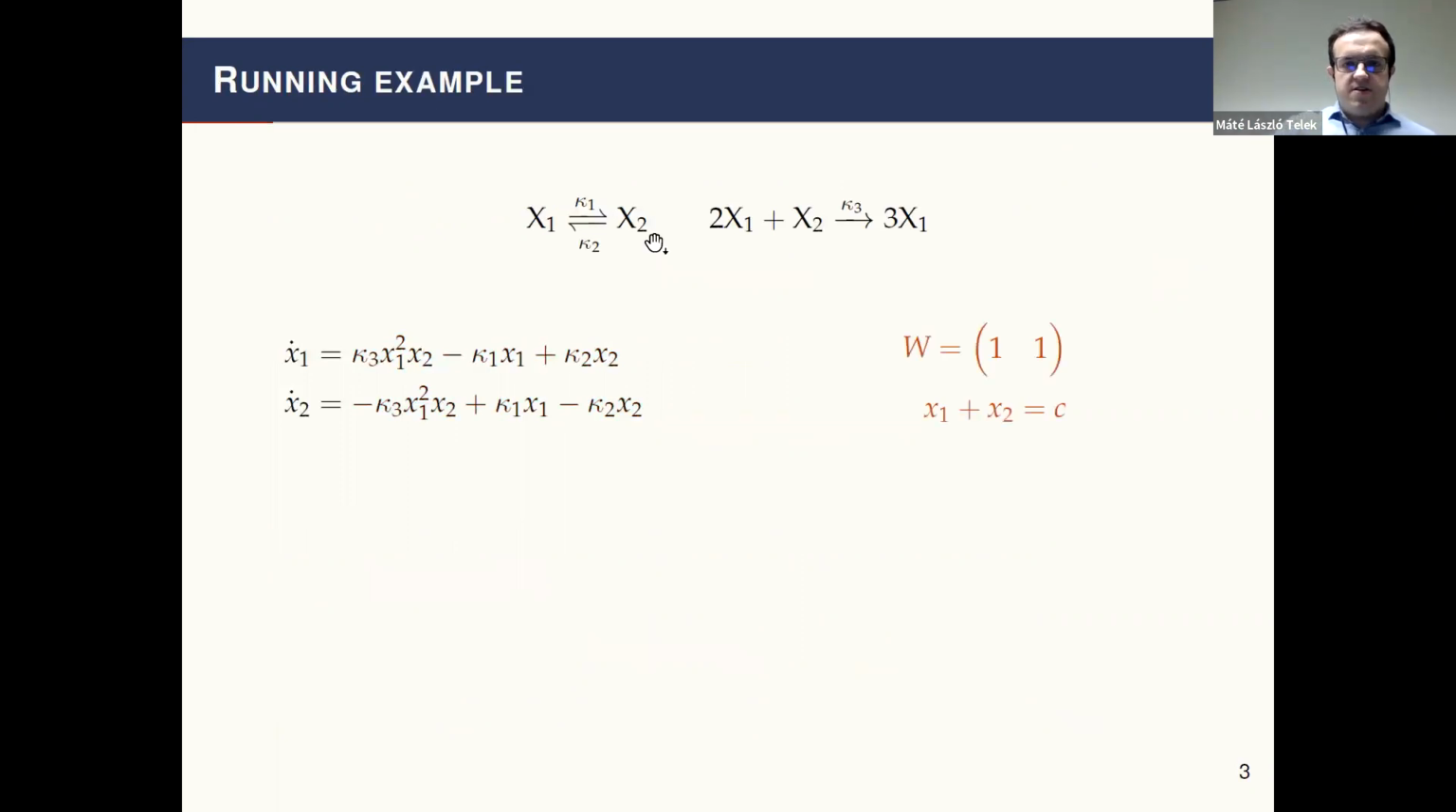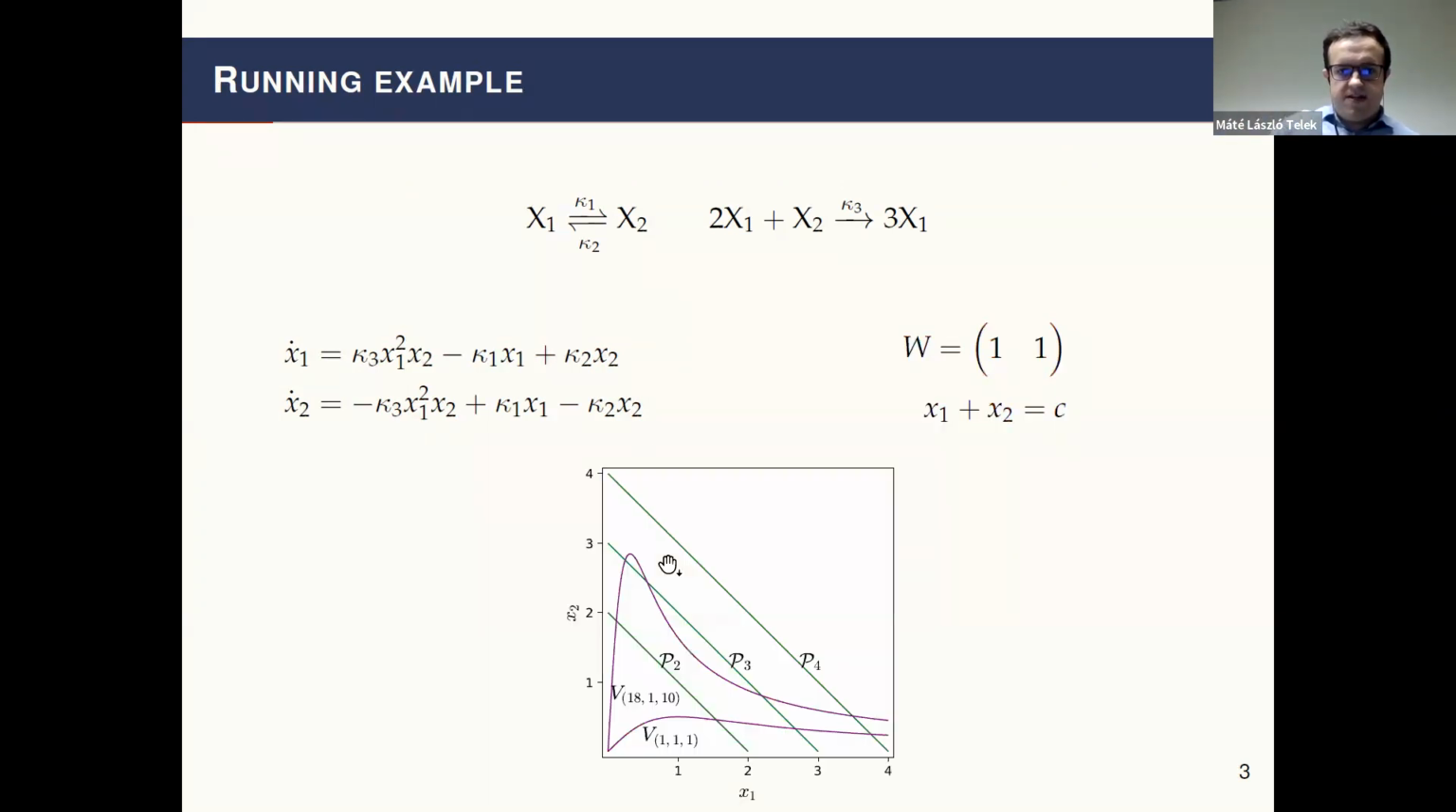And since we only have two species, we can make a nice drawing. So here, the purple curve is the steady state variety for different choices of kappas, and the green lines are the stoichiometric compatibility classes. And we can see that for some choices of parameters, we have only one intersection point, but for other choices of parameter pairs, we might have more than one. So in that case, we have 1, 2, and 3 intersection points.